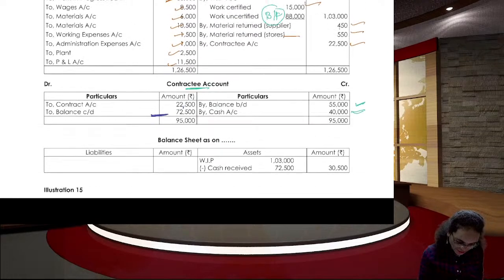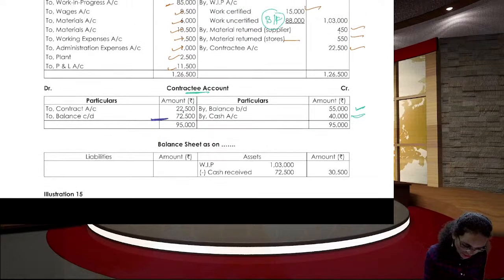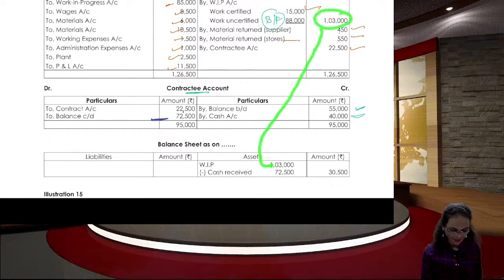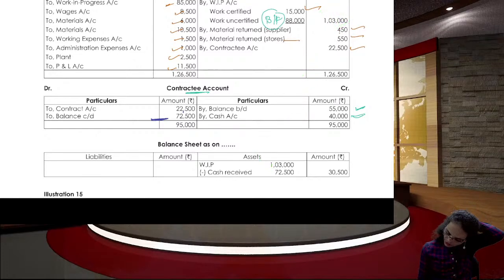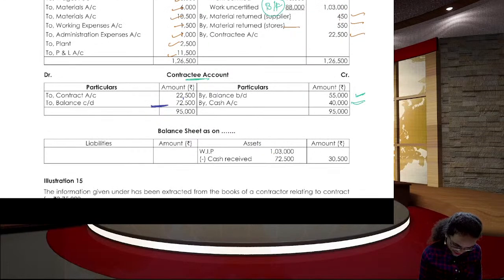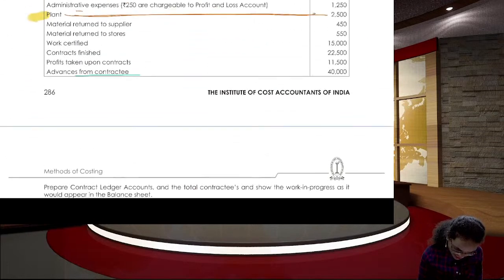This one. What is the work in progress we have? This is the work in progress we have. This work in progress you write here in the contractee account. What is the cash received? Cash received is, where is the cash received given?